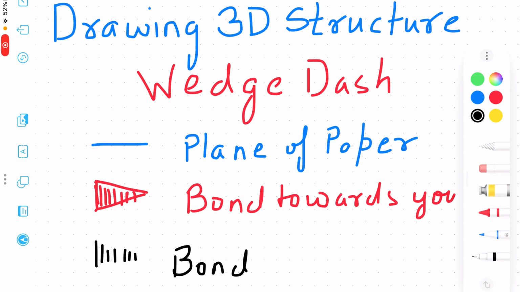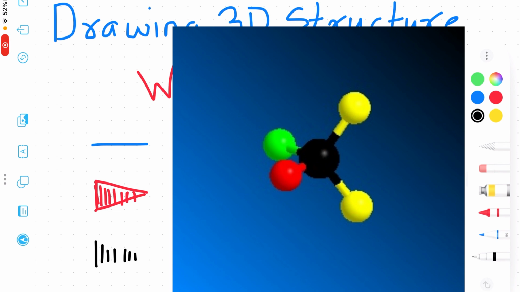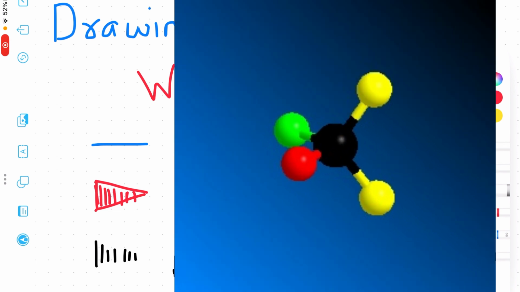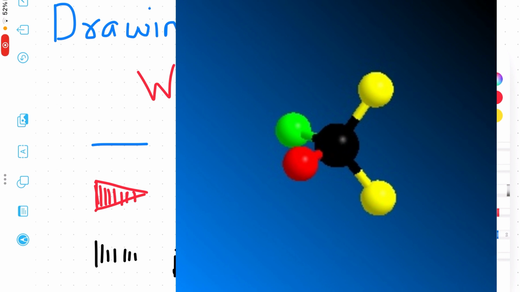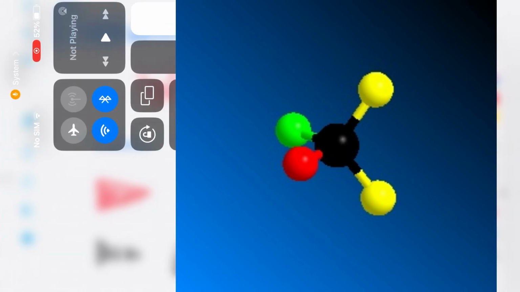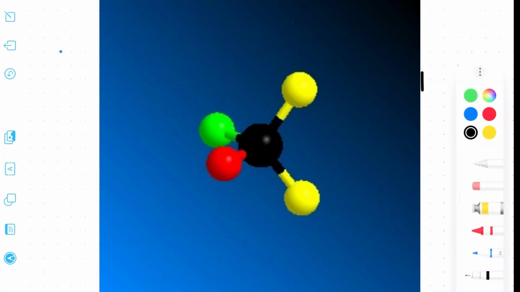This is very important to know how these bonds are arranged in a tetrahedral structure. For that purpose, let's see the structure of a molecule, 3D structure of a molecule. Here you can see that two yellow ones are on a plane, the red one is facing towards you, and the green one is behind you.